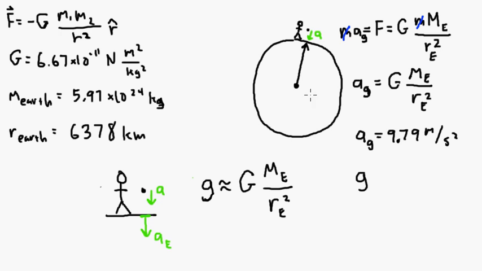Obviously, if you were standing on a different body, if you're standing on the moon, you use the moon's mass, the moon's radius. That sort of goes without saying. But anyway, that's how to calculate g if you want to stand on any planet.